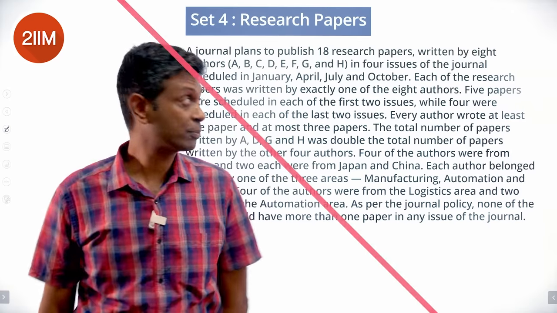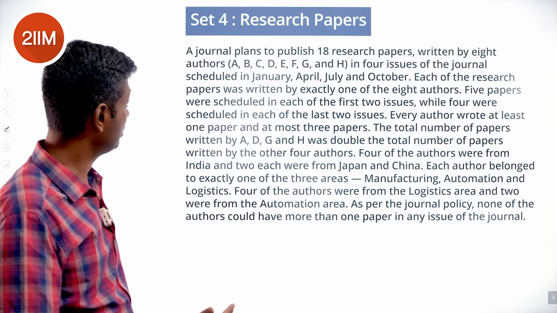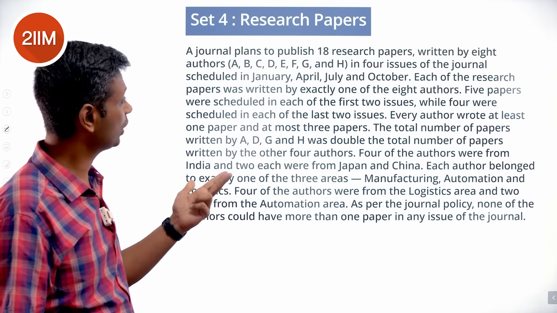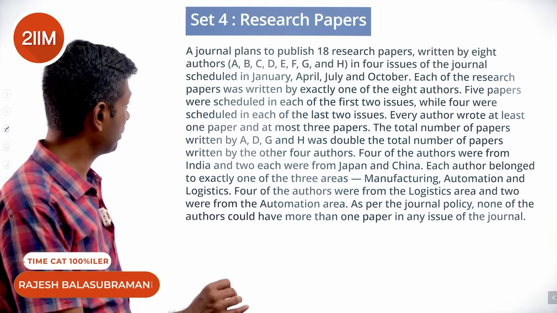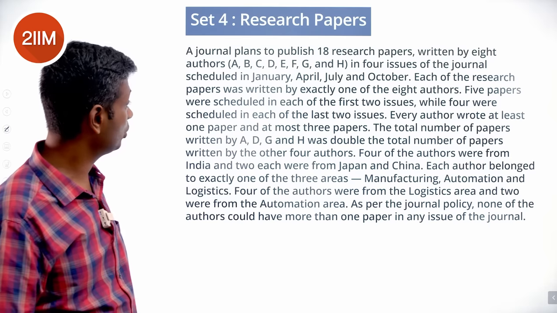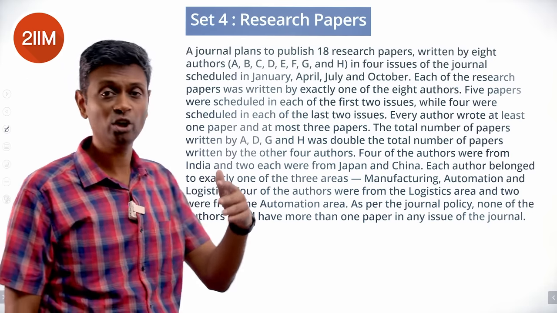6 rupee 11 units. Research papers. A journal plans to publish 18 research papers written by 8 authors A, B, C, D, E, F, G, and H in 4 issues, January, April, July, and October. Each of the research papers was written by exactly one of the 8 authors, which is nice. 5 papers were scheduled in each of the first 2 issues, 4 each of the last 2 issues, 5-5, 4-4, adding up to 18.